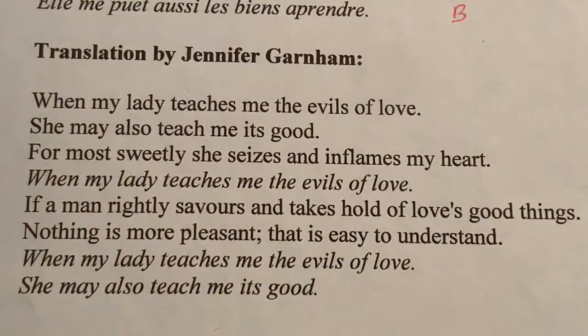And then the refrain returns. When my lady teaches me the evils of love, she may also teach me its good. But here it has a positive air. Love is a bad experience, but it's also good because she teaches in loving me all its pleasures. So you notice how the rondeau has both turned with these repetitions of the refrain, and yet the refrain pushes the poem towards a different conclusion, right? That's medieval poetry. Let's now look at an example from Chaucer.